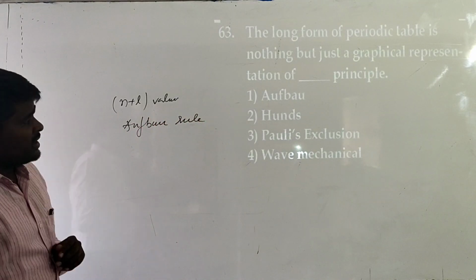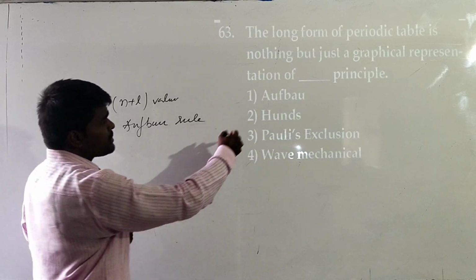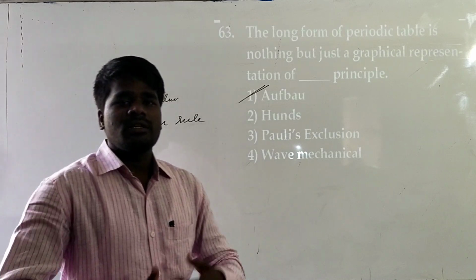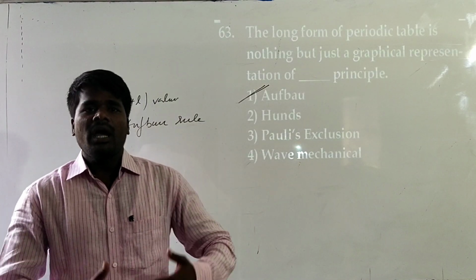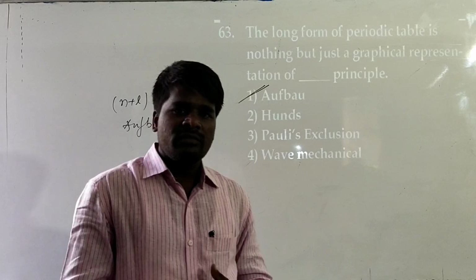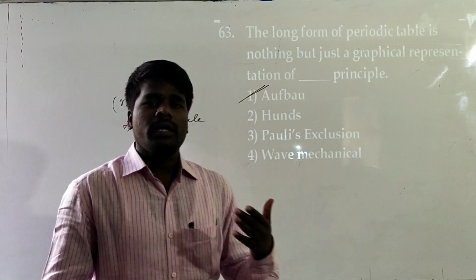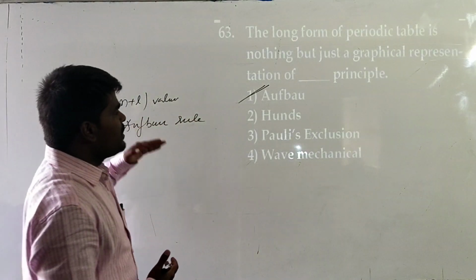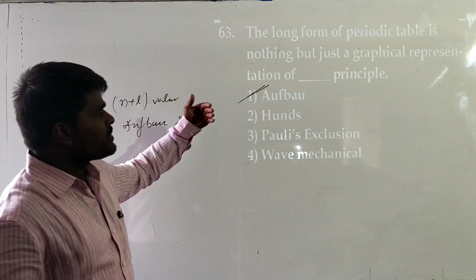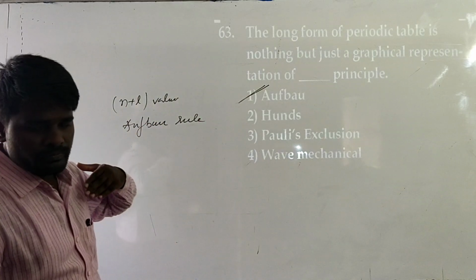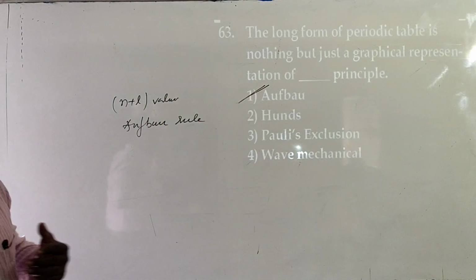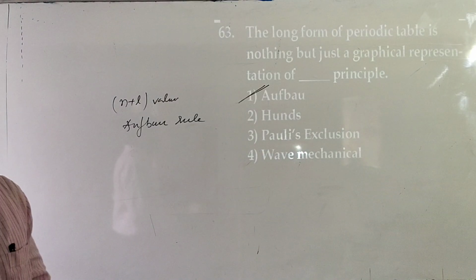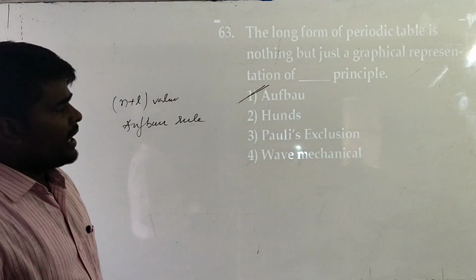The modern periodic table is nothing but a graphical representation of half-bow rule, as it is being constructed based on the electronic configuration, and while writing the electronic configuration, electrons are arranged according to their n plus l values. So we can say that the modern periodic table is a graphical representation of half-bow rule. We can exclude the rest of the rules, Hund's rule, Pauli's exclusion principle, etc., which will be useful in the filling of electrons in the atomic orbitals.